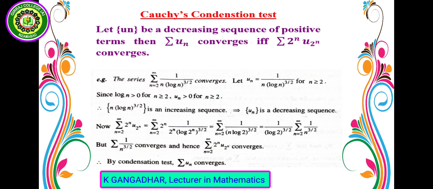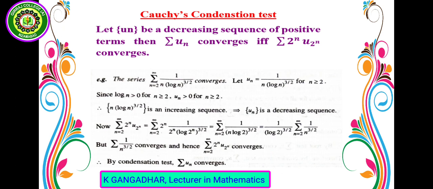So now, example: sigma n equal to 2 to infinity of 1 by (n log n) whole power 3 by 2. Here u_n is 1 by (n log n) whole power 3 by 2 for n greater than or equal to 2. First, n into (log n) whole power 3 by 2 is an increasing sequence, so 1 by (n log n) whole power 3 by 2 is a decreasing sequence. So the sequence u_n is decreasing.